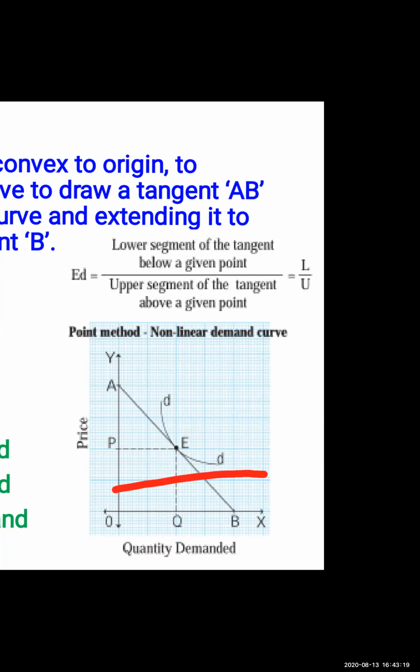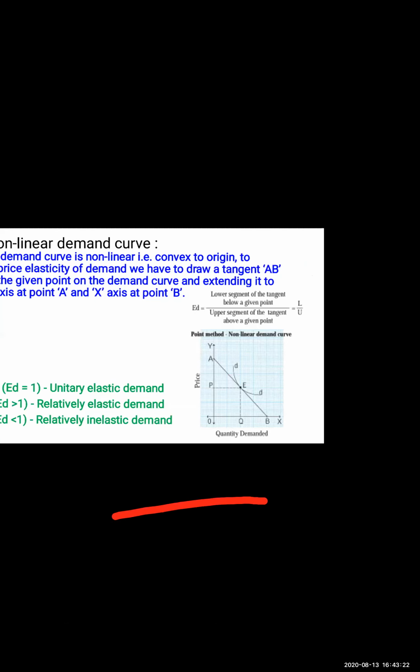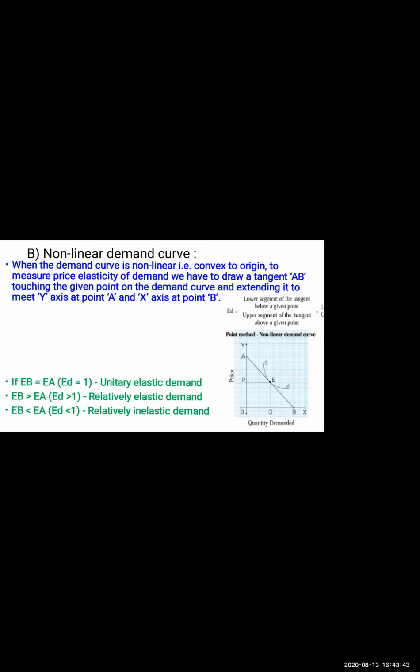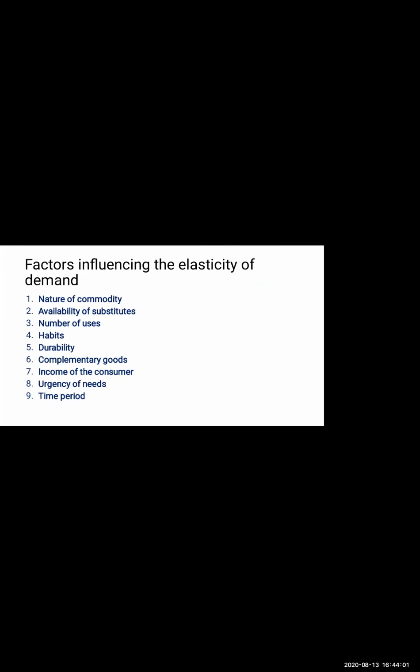Is the thing clear, or do you want me to explain it again? If yes, then tick mark. See, if EB is more than EA, then it is relatively elastic demand. If EB is less than EA at this particular point, then it is inelastic demand. You have to revise the concept.